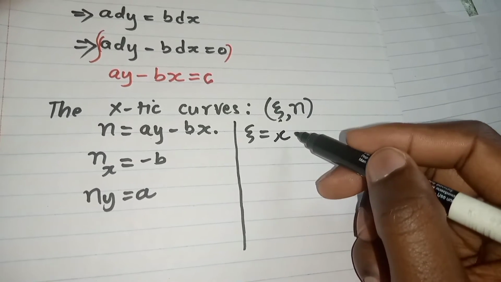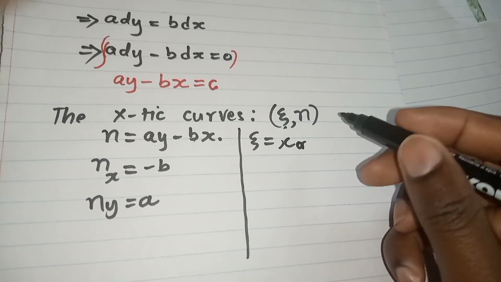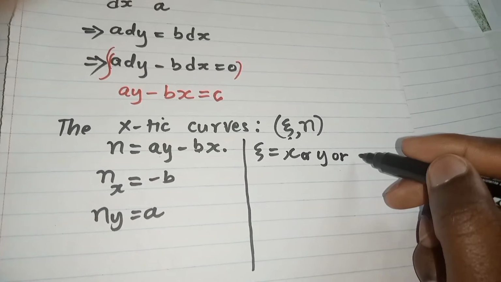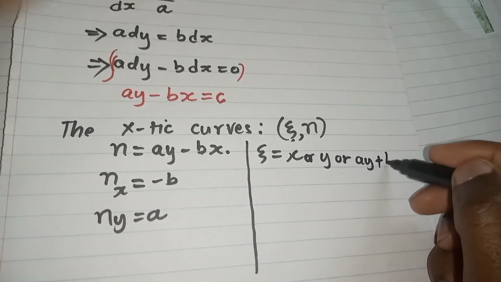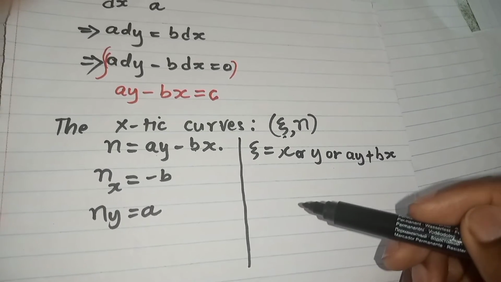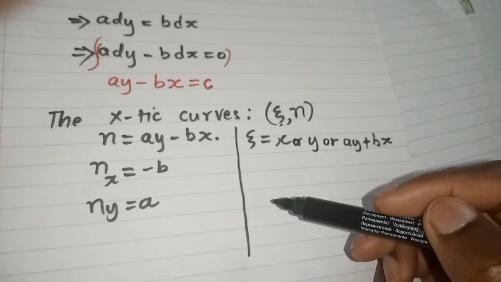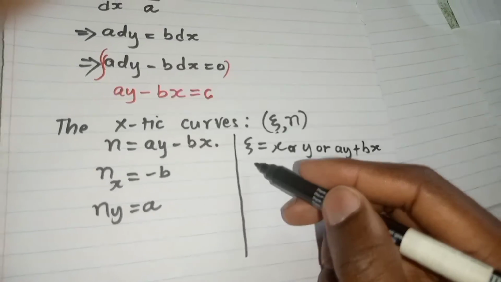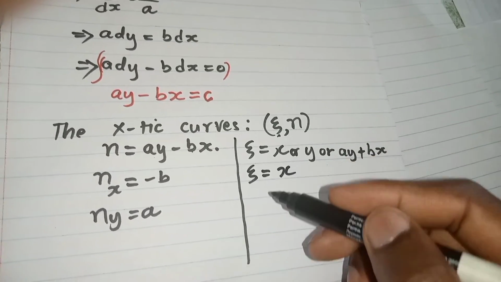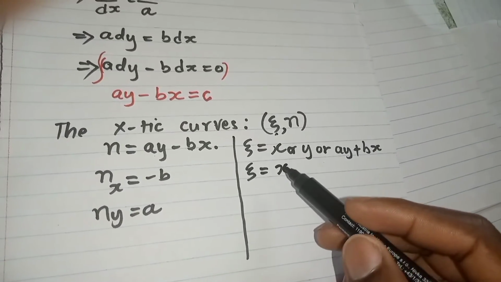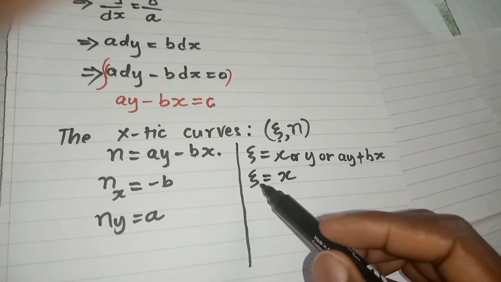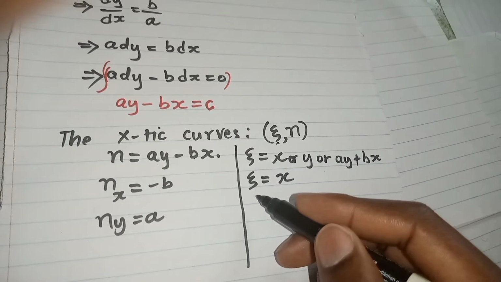be either x or y, or maybe ay plus bx, or any other function, so long as the Jacobian rule will be obeyed. So in this case, I will let my xi be equal to x. Then if this is my xi, the same way I have done here, I will also do here.